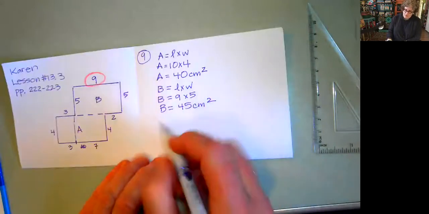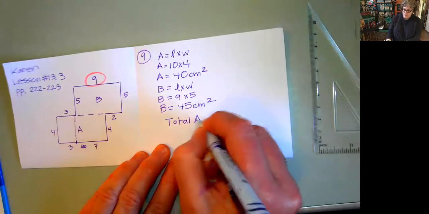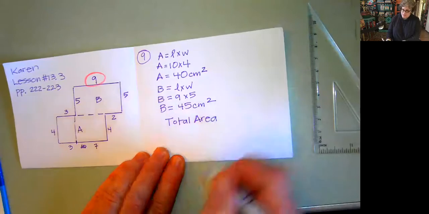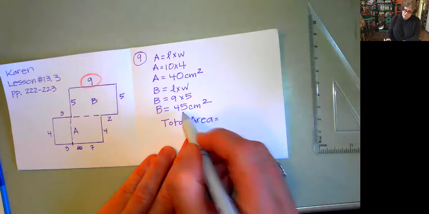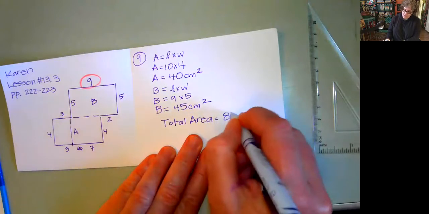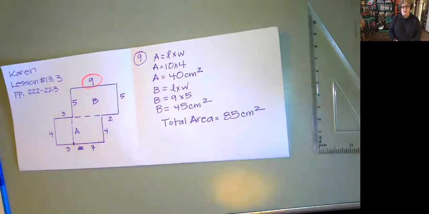If we have 40 plus 45, we have 85 centimeters squared. Okay. All right.